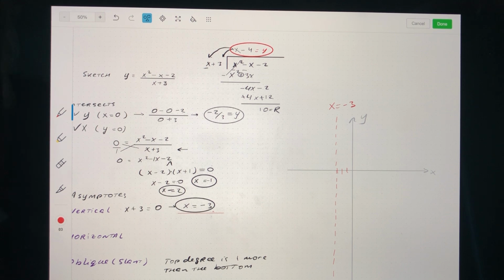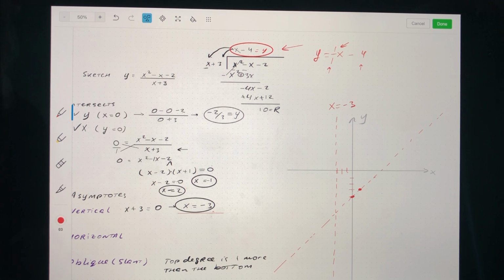Then we have the oblique asymptote that runs through y equals x minus 4. That's a straight line with a y-intercept of negative 4, so we count minus 1, minus 2, minus 3, minus 4. And then from that point we have rise over run of 1: 1 unit up, 1 unit over. If we connect these dots, we will get the slant asymptote. So this is our oblique line.